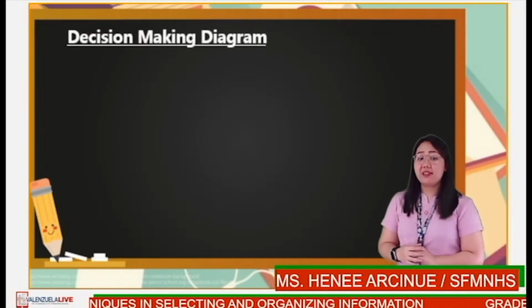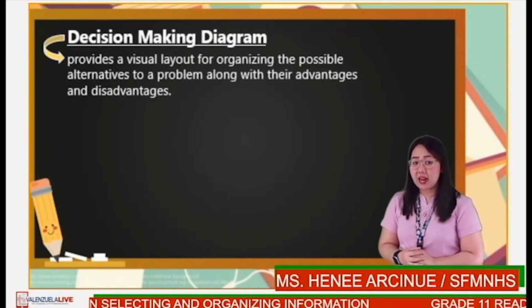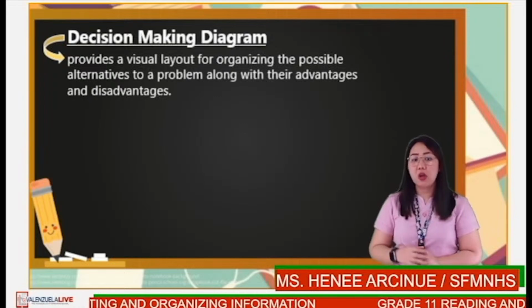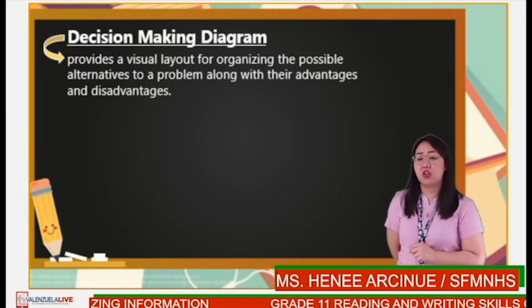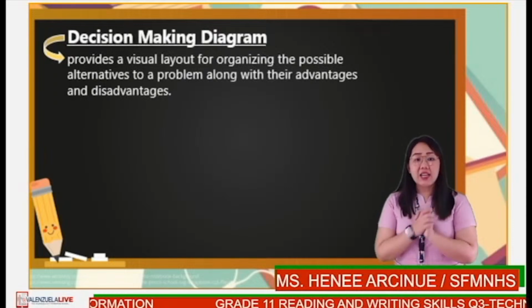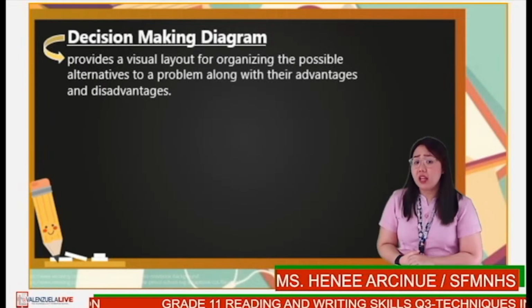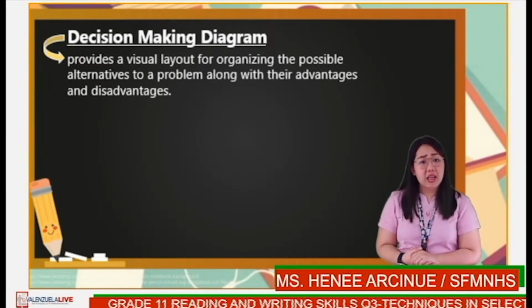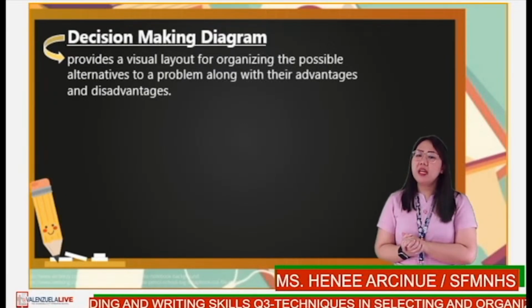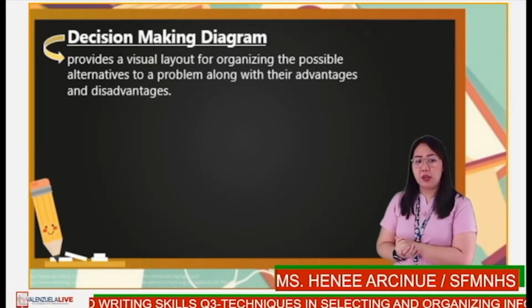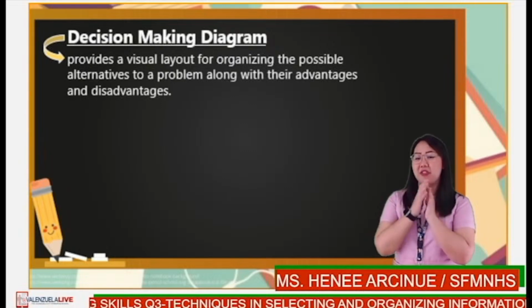Next is the decision-making diagram. It provides a visual layout for organizing the possible alternatives to a problem along their advantages and disadvantages. You, being a senior high school student, did you create a decision-making diagram before taking the strand you have right now? Because this will definitely help you to be on the right path.